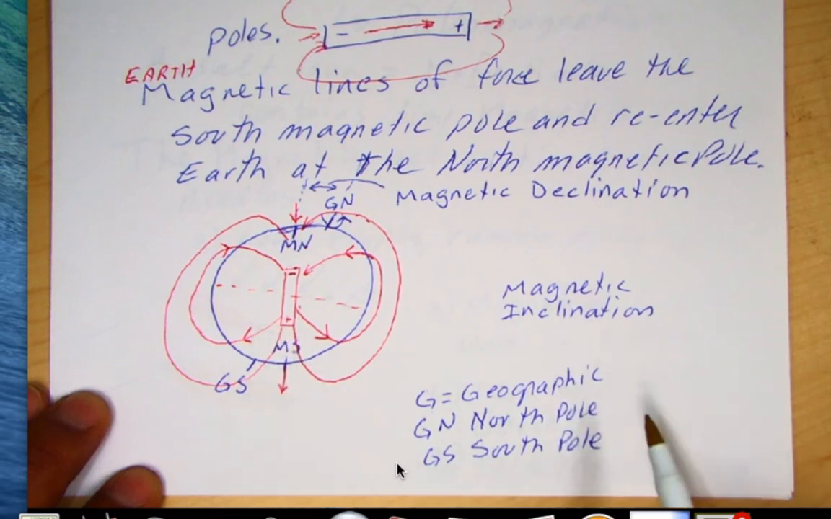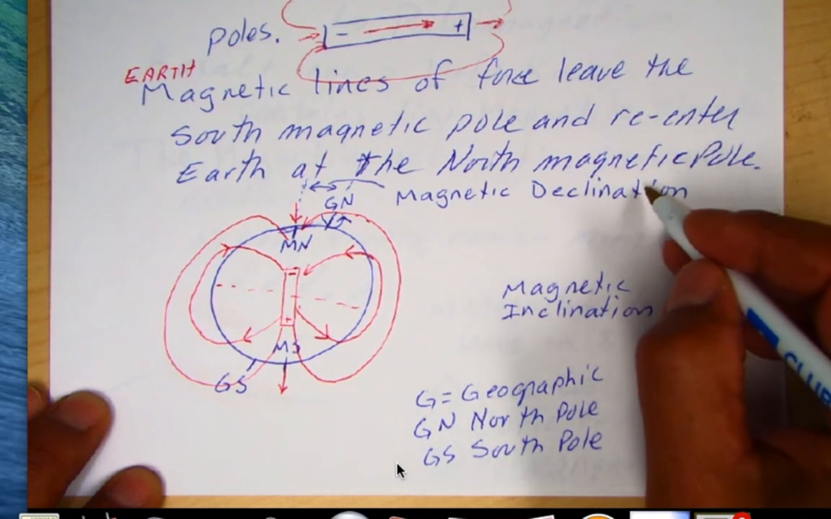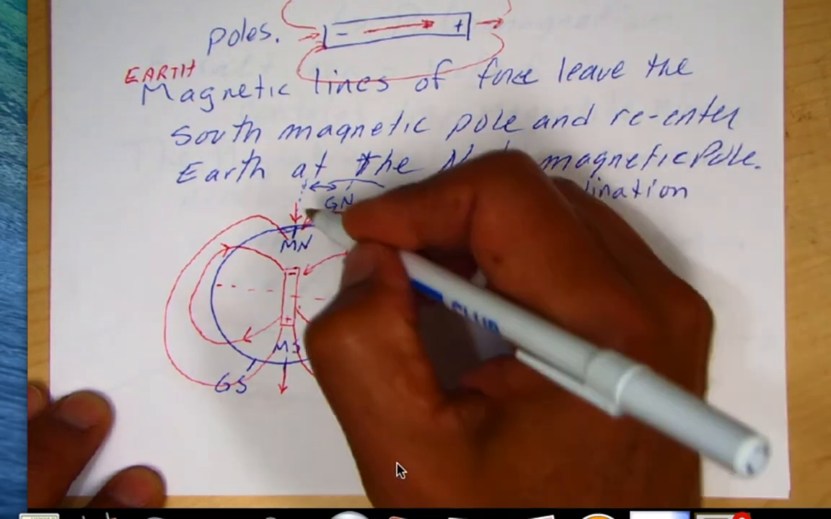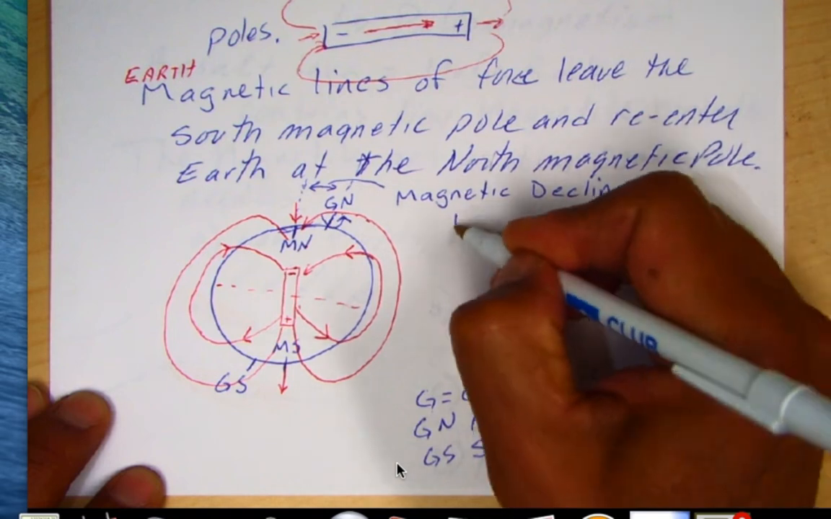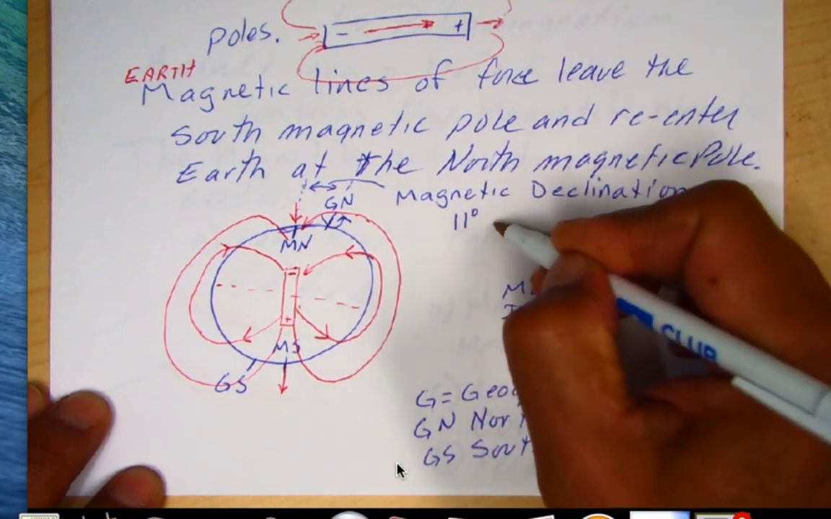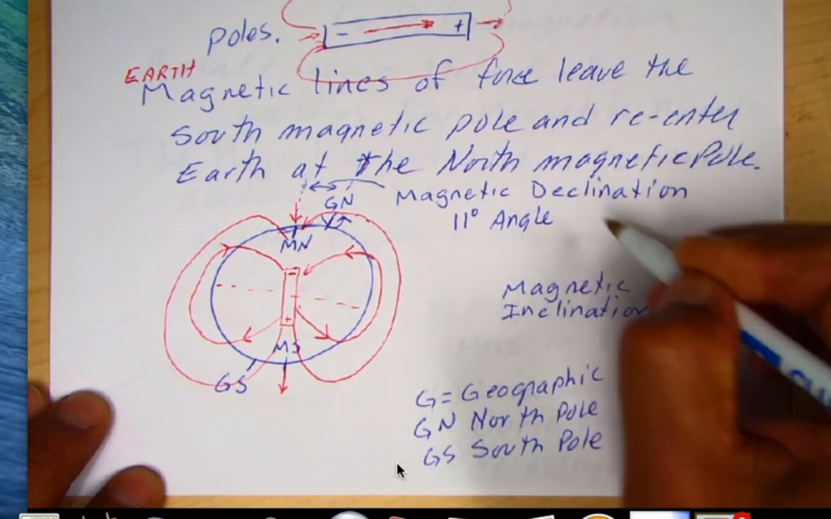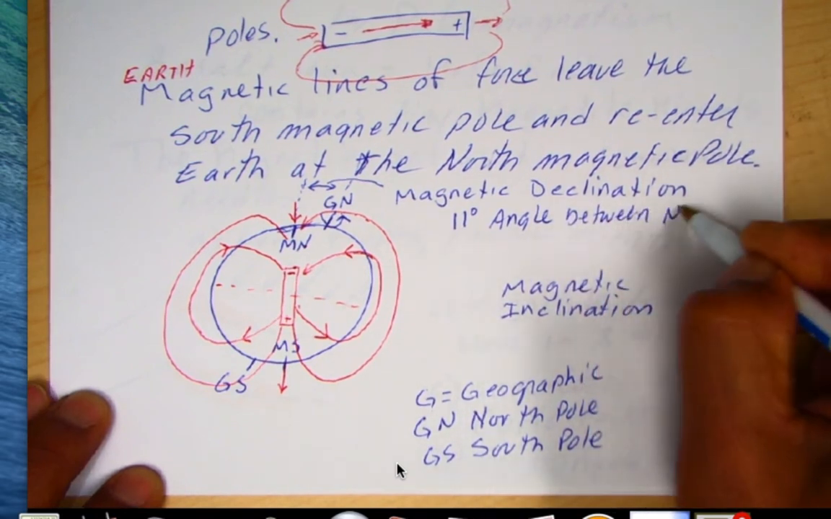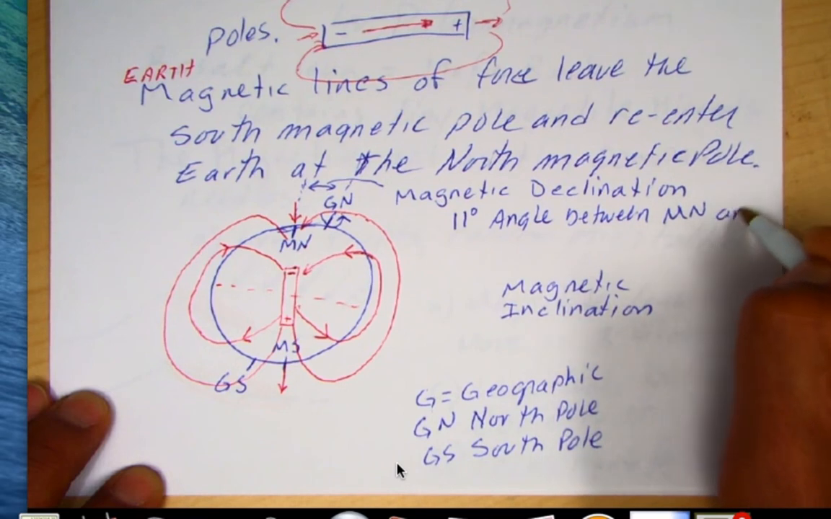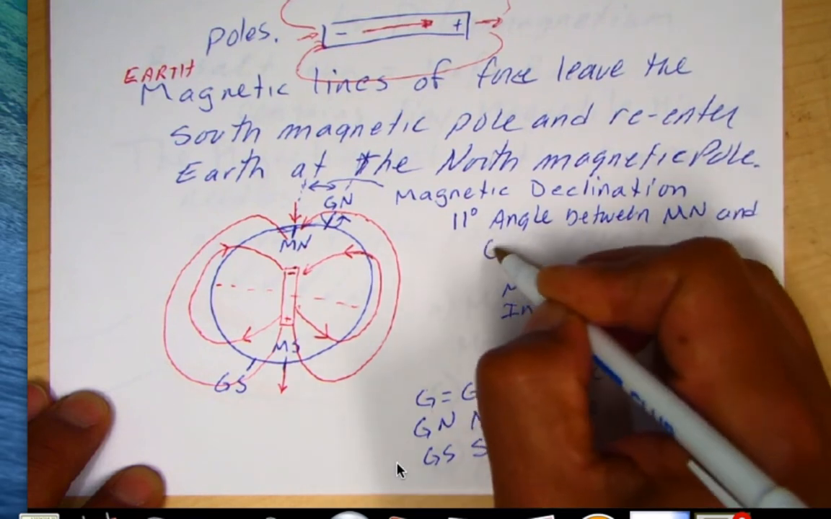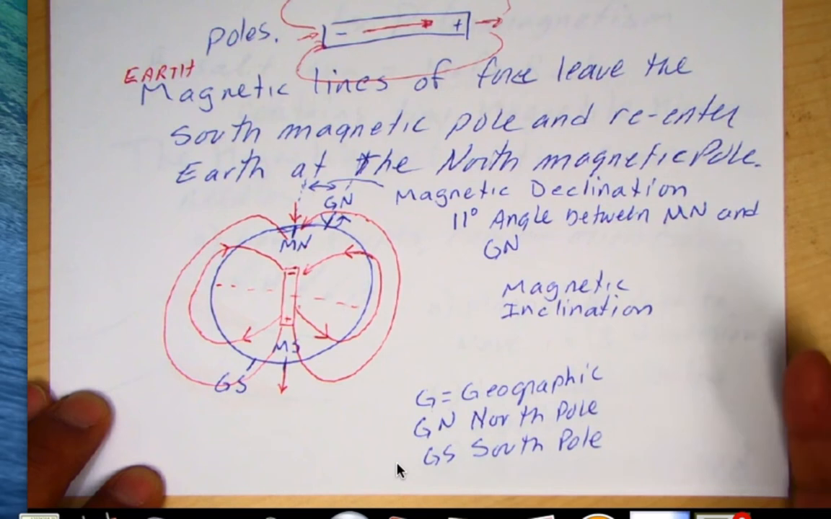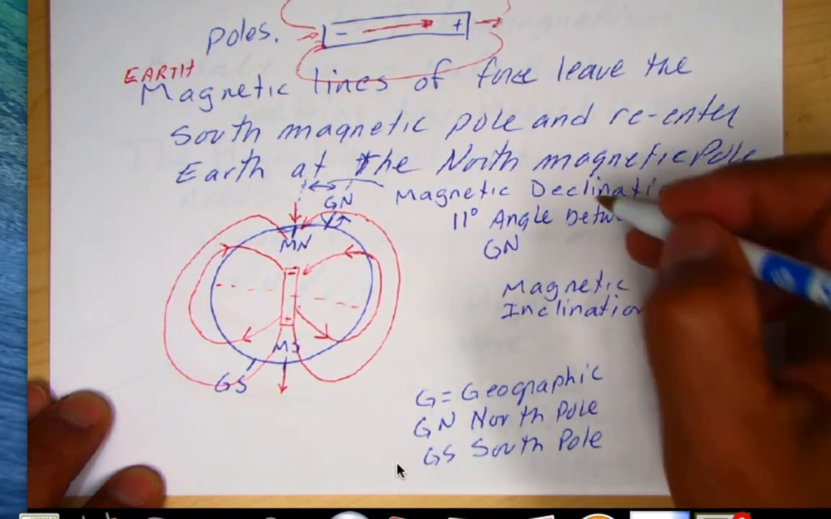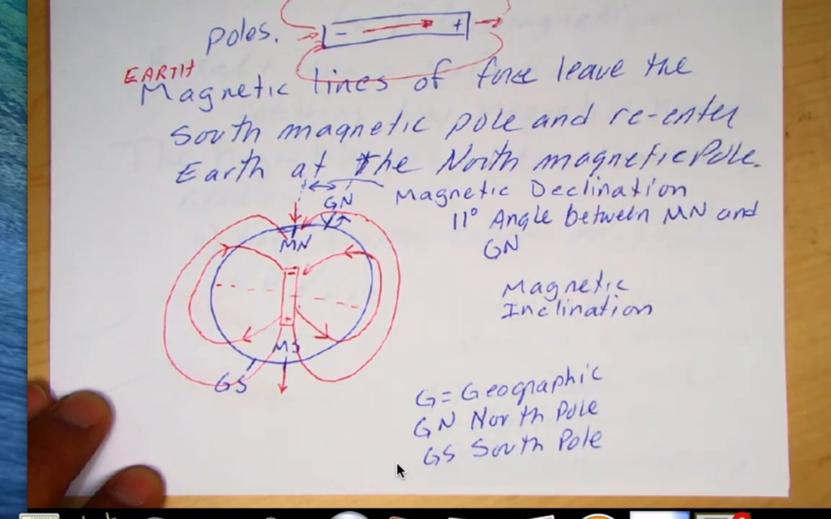Let's look at this word magnetic declination. Currently today it's about 11 degrees, and that's the angle between magnetic north and true north, or geographic north. So it's a deviation, the angle between magnetic north and geographic north. That one's changing, and I'll show you a slide on that in a moment.